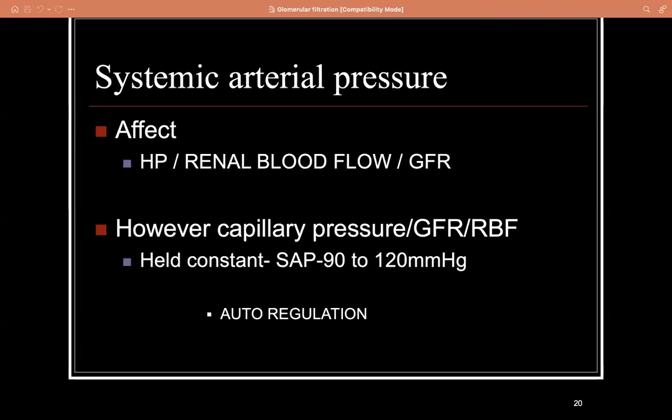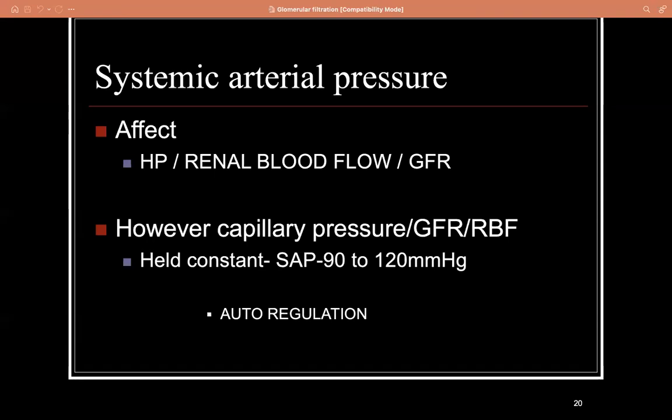It would also mean that the hydrostatic pressure that is present in the afferent arteriole will be higher. Remember, we said that hydrostatic pressure in the afferent arteriole is about 45. So suppose now it is doubled, it's 90. That pressure will be forcing a lot of fluid out into the Bowman's capsule. Suppose the systemic arterial pressure goes to 200.